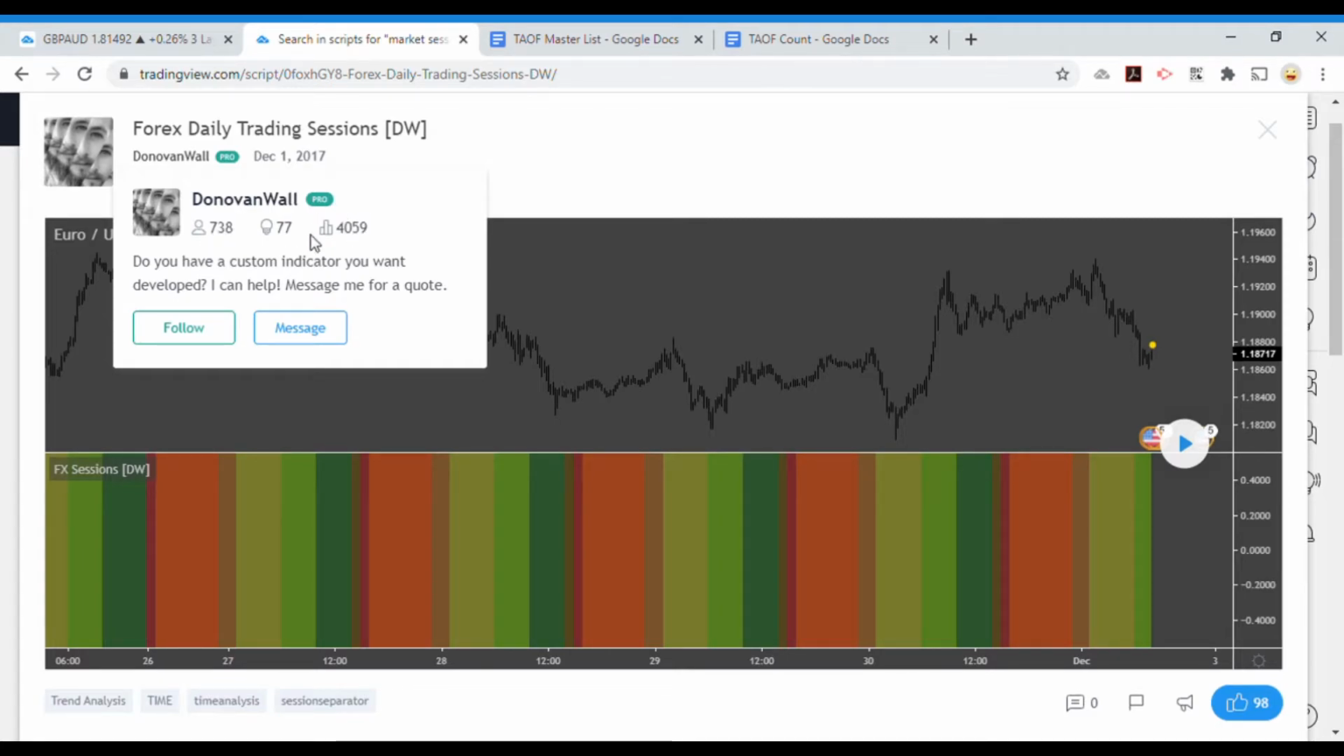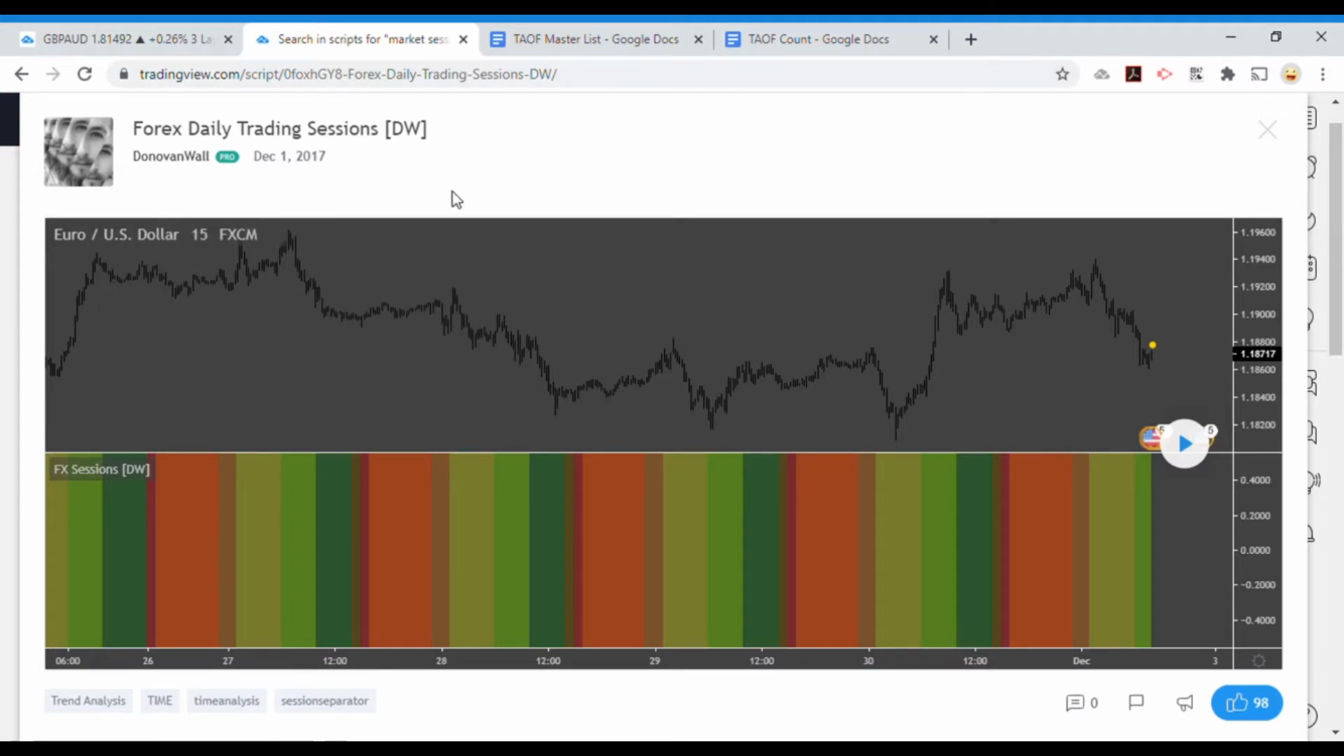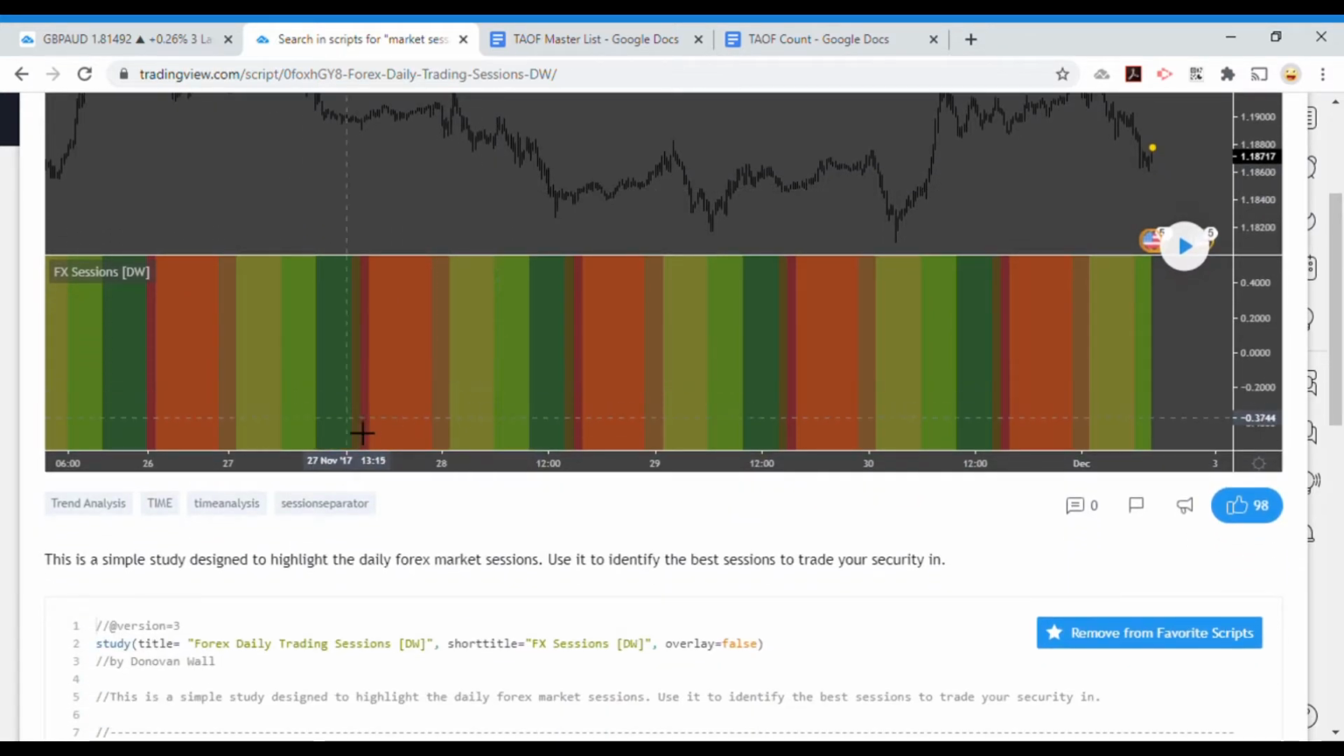That's what these little numbers here are. He has 77 ideas. He's being followed by 738 different members, and his score by the general public is 4,059. So the higher the score, the better they are. And then of course it puts them in a category as far as whether they're a pro or so on. And so anyways, back to the indicator at hand.